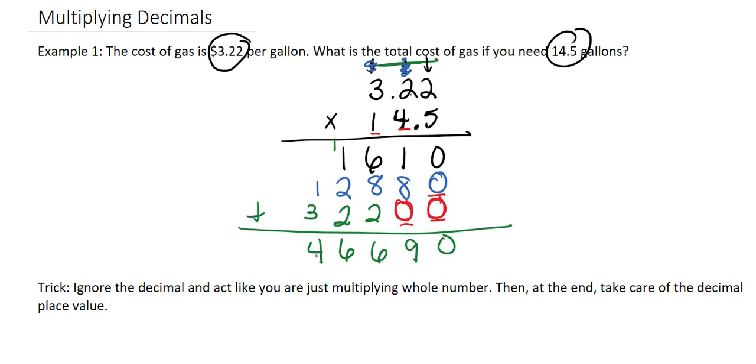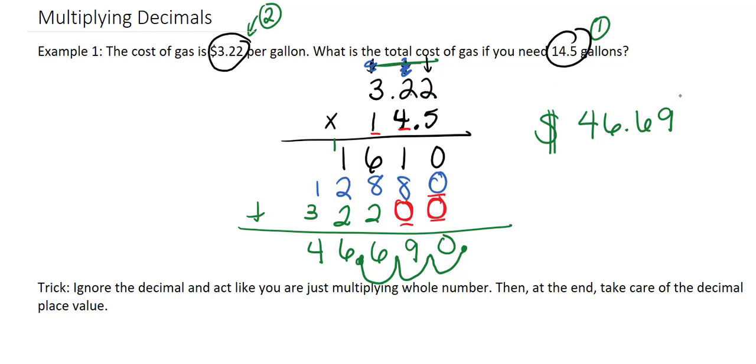Now we're going to take care of those decimals. We have 2 decimals there and 1 decimal there, so that means we move the decimal 3 times. We put the decimal right here and move it 1, 2, 3. So now we end up with 46.69, and the total cost is $46.69. That would be our solution.